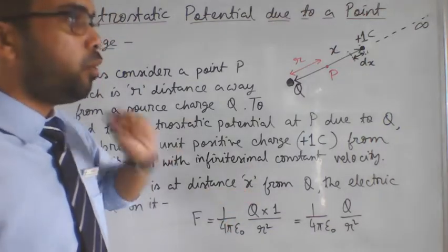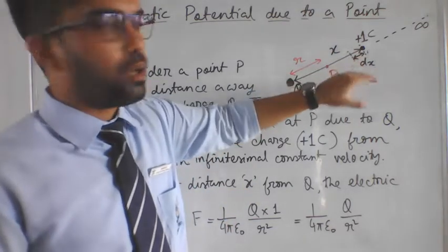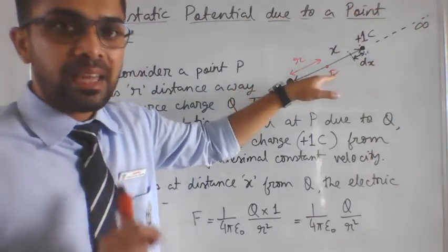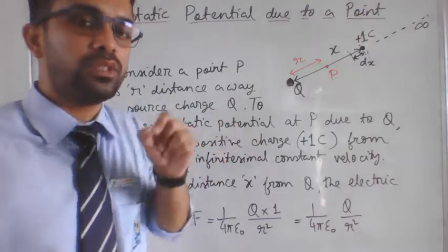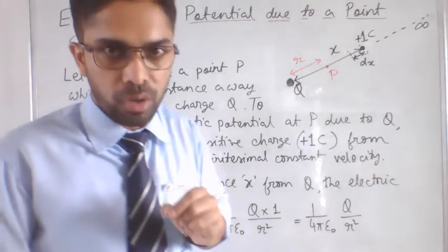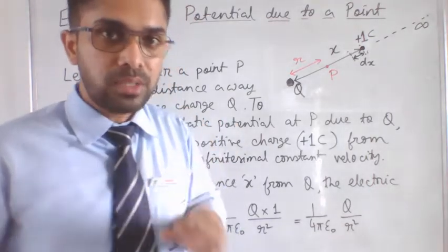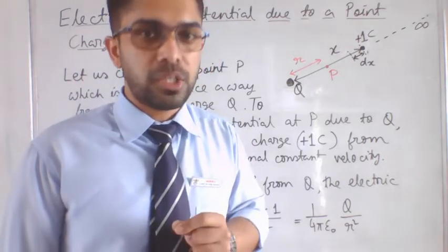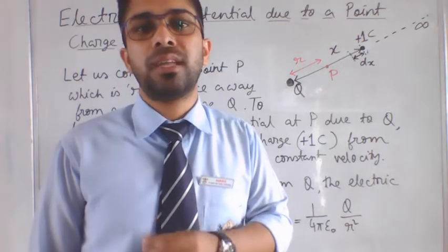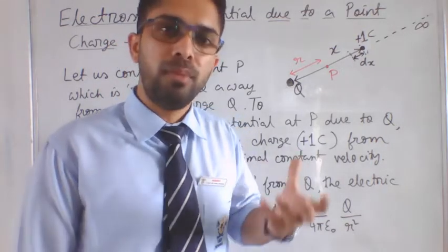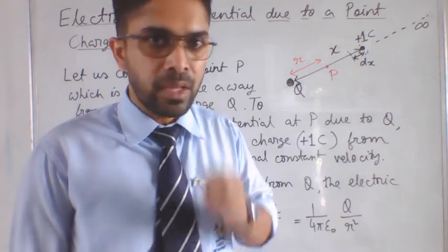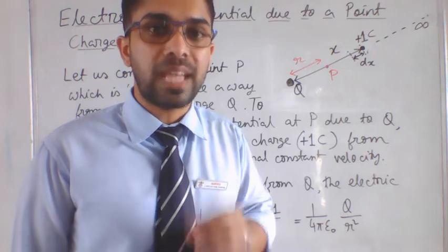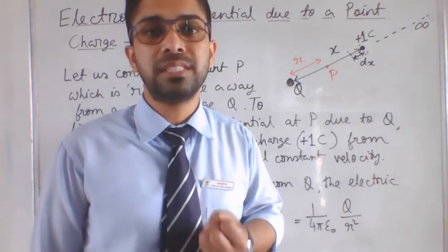Now, when the journey of the unit positive charge is happening from infinity to P, it is at a constant velocity, and the velocity should be very, very small. Why constant? Because if velocity is not constant, there will be acceleration, and in the case of accelerated charged particles, we get electromagnetic radiation coming out of it. So the problem will become more complicated in that case. For the sake of simplicity, and as the name of the chapter says, electrostatic, we want our charges to be in static condition.